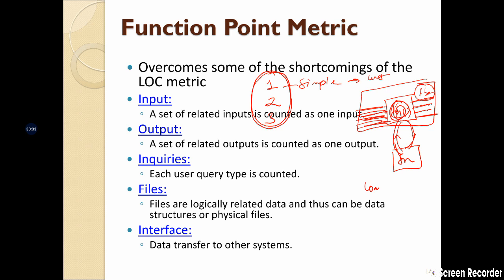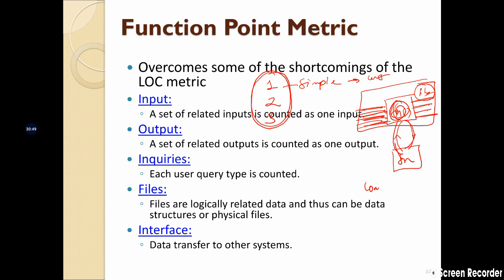So rather than looking at a single line of code, we are looking at the complexity of a function here, and we have some parameters by which we can identify whether a function is complex or simple, and then associate an effort based on that.